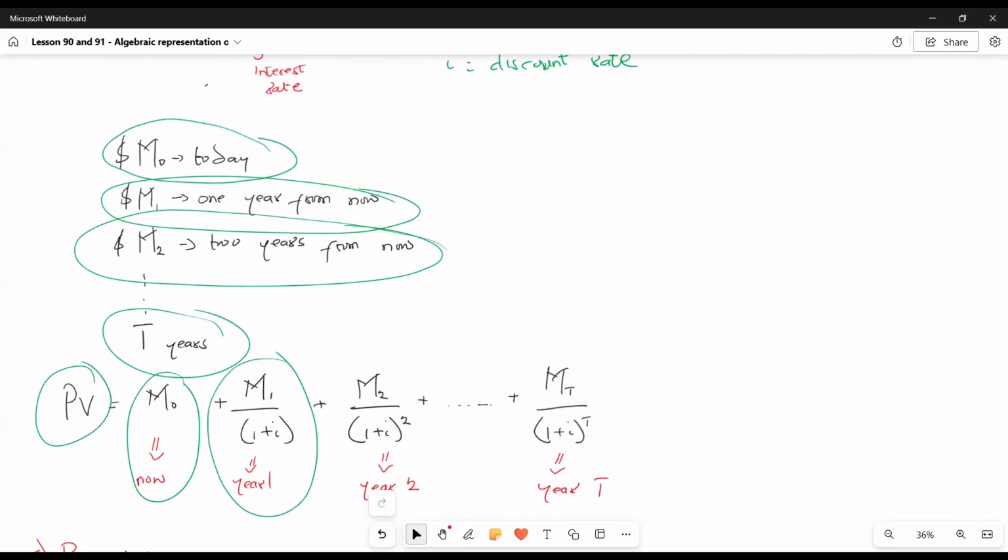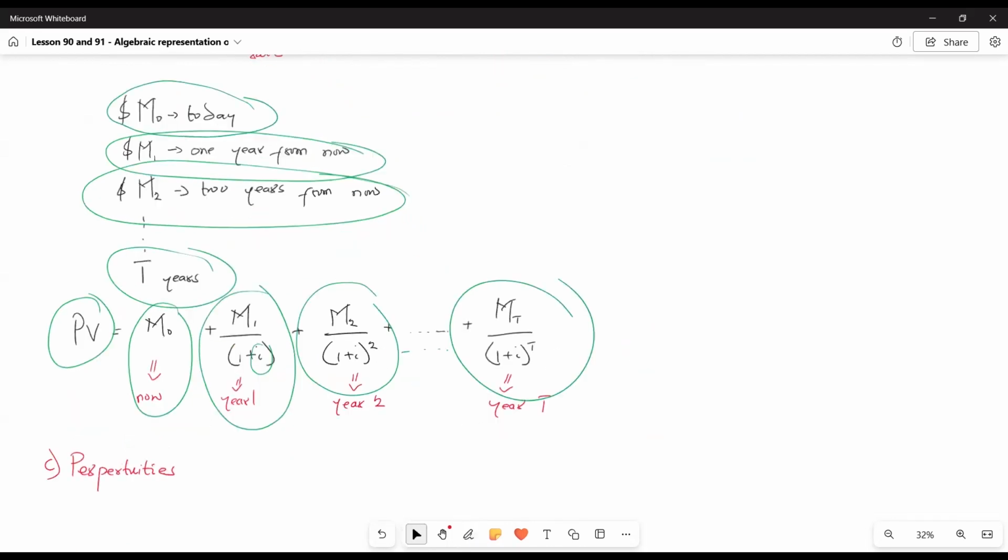Then the money that you are promised a year from now. So this is discounted with the interest rate because it's a future amount. And then the money that you are promised in 2 years' time, so on and so forth, up to T number of years. This formula is usually the case when we assume that M0 is not equal to M1, which is not equal to M2, which is not equal to any amount that you are promised up to MT.